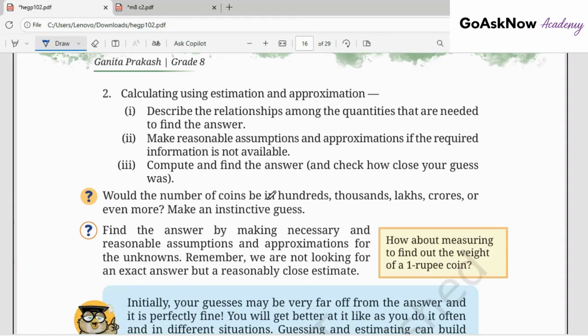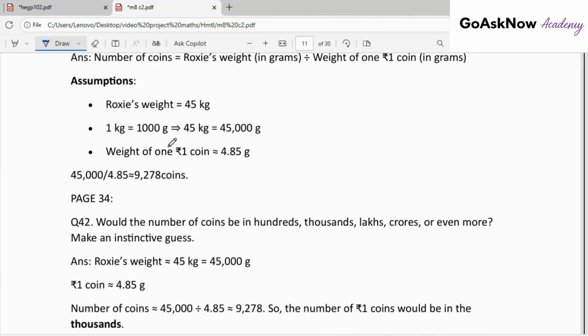Would the number of coins be in hundreds, thousands, lakhs, crores, or even more? Make an instinctive guess. Now, assumption: Roni's weight is equal to 45 kg, 1 kg is 1000 grams, so 45 kg is 45,000 grams. The weight of one coin is 4.85 grams. 45,000 divided by 4.85 is equal to 9,278 coins.